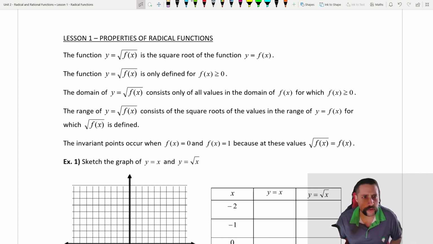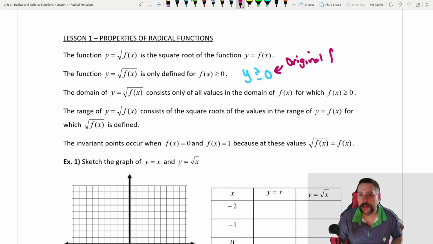The function y equals the root of f of x is only defined for when the original parent function f of x is greater than or equal to 0. So for your original function, that's basically when your y is greater than or equal to 0. That's for your original function, the function that hasn't been square rooted yet.